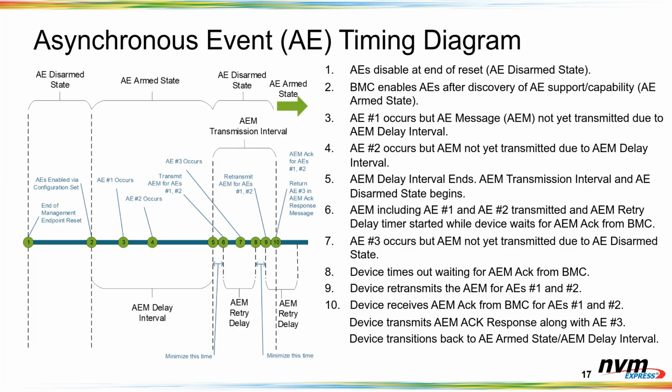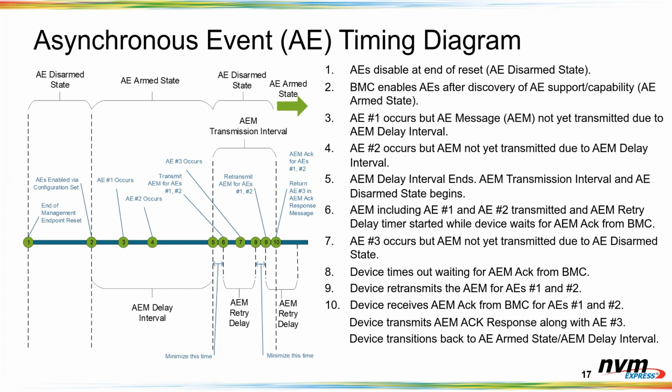Now, at step number 3, we have our first asynchronous event occur, but an AEM is not yet transmitted due to the delay interval. And at step 4, we have a second asynchronous event occur, but again, an AEM is not yet transmitted due to the delay interval.